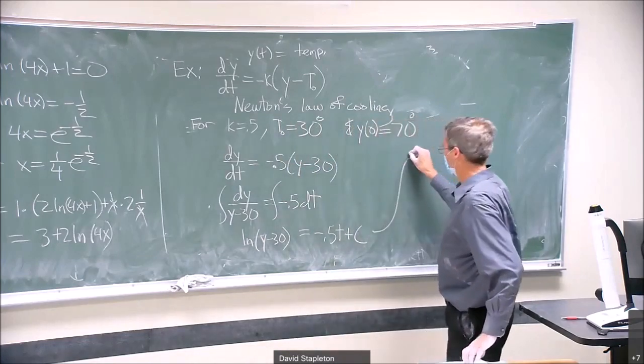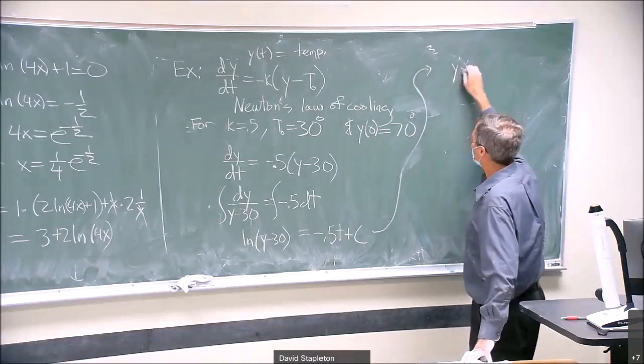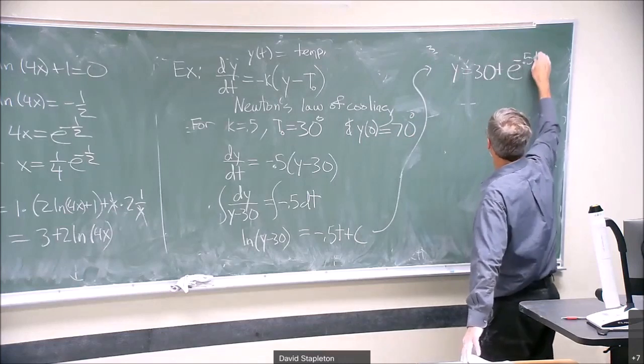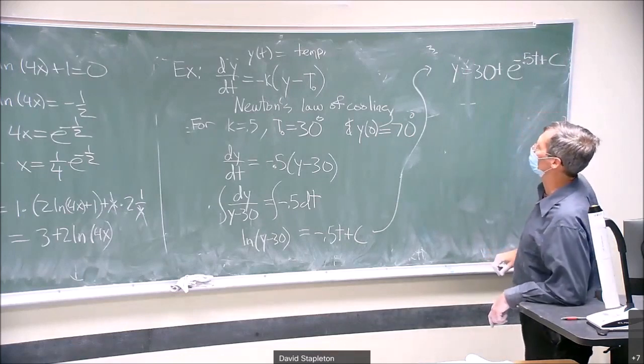Evidently, by solving for y, we get y equals 30 plus e to the minus 0.5 t plus a constant. There's the solution to our differential equation. How about that?